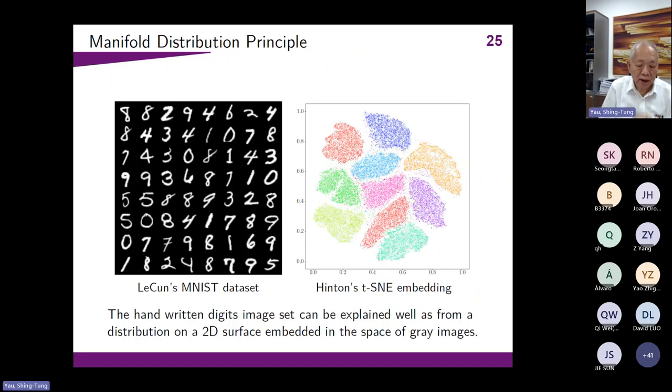Here's a handwritten digits example. Each digit 1, 2, 3 or 0 is an image. They are vectors. Each of them can be embedded or mapped to a low-dimensional space, for example using t-distributed stochastic neighbor embedding or other linear methods. So the handwritten digit images can be explained from a distribution on a 2D space embedded in the space of gray images.